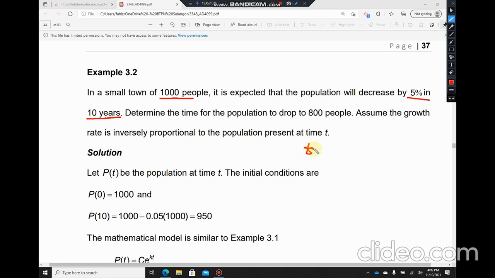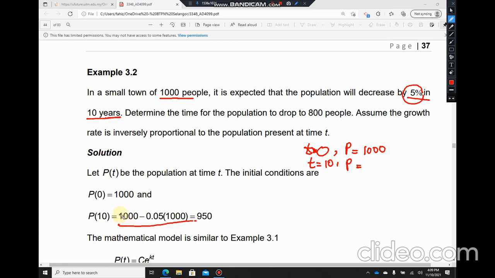Okay, so when T equals to 0, so your population is equals to 1,000. Okay, so this one is initial. When T equals to 0, population equals to 1,000. And then dia kata decrease by 5% in 10 years. So when T equals to 10, so population yang ni sebab dia bagi dalam percentage, decrease 5%, so you can calculate the population at 10 years.